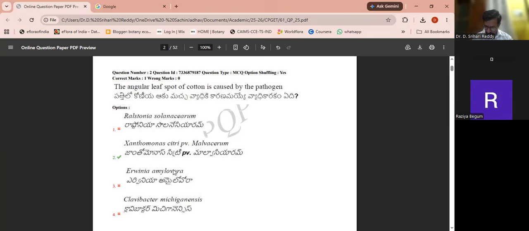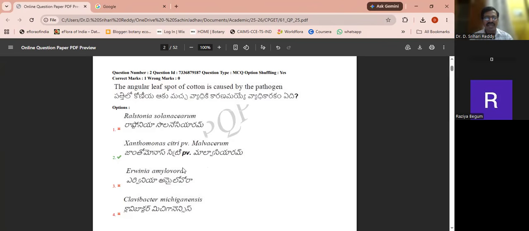amylovora. So this, you must know because in your textbook these are not out of the syllabus. Actually, these are all given in your textbook. All the questions come from the textbook only. So you have to go through each and every topic related to plant pathology, plant diseases. So Erwinia amylovora. There is one more bacteria, Erwinia carotovora, also. It causes rot disease in carrot.